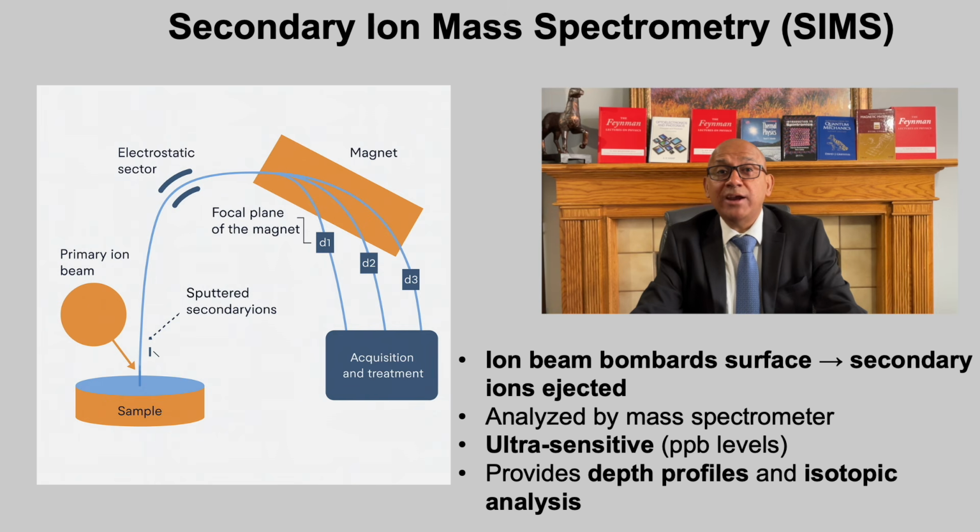EDX and XPS provide elemental and chemical information near the surface. When we need extreme sensitivity or depth profiling, SIMS becomes the tool of choice. SIMS uses a focused primary ion beam, often O2+, Cs+ or Ar+, to sputter atoms and clusters from a surface. A fraction of those ejected species are ionized. Their mass to charge ratios are measured to yield a mass spectrum.